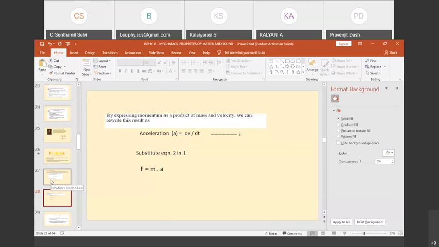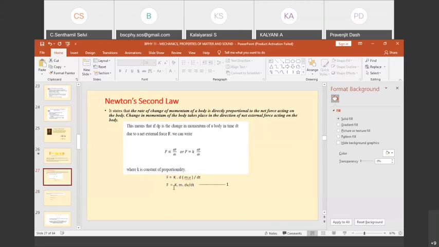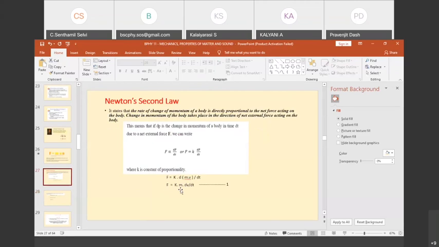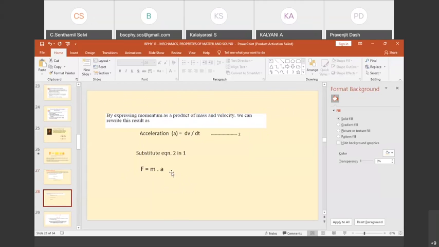So see the previous slide, here F is equal to k m dv by dt. So instead of dv by dt, what can we write? What can we write instead of dv by dt? Acceleration. Yes, good, thank you. So we can write a is equal to dv by dt, substitute it as equation number 2, substitute 2 in 1, so we can write F is equal to m into a.